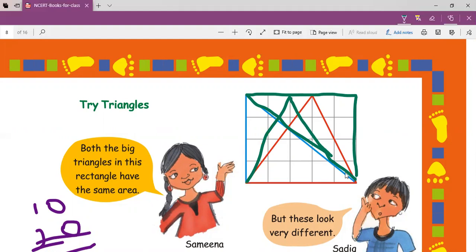How many triangles have we drawn? 2. I'll take another color.